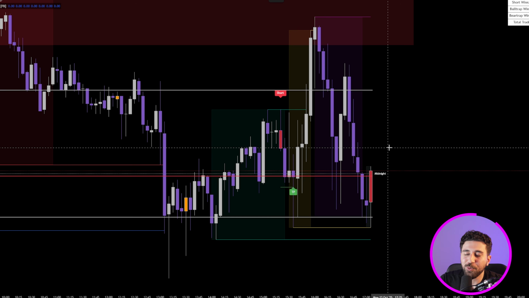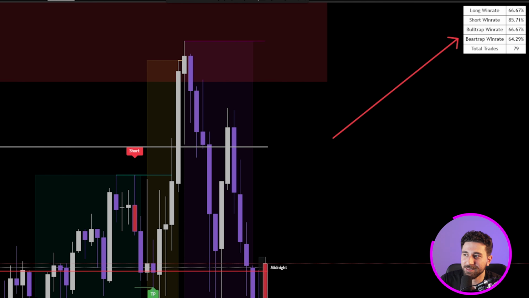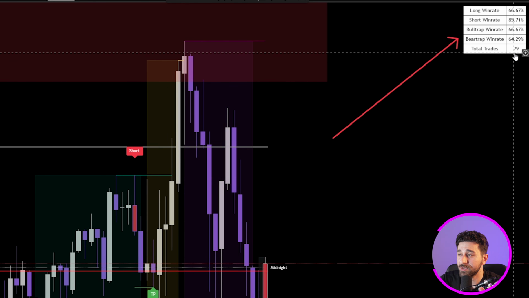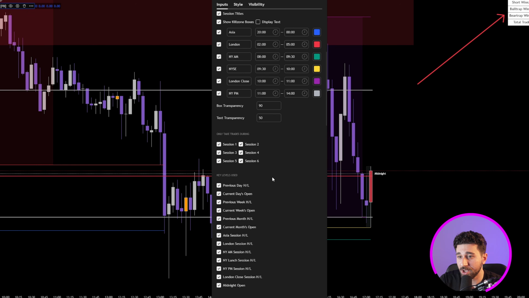And also, to be honest, why I trust the 5-minute manipulation candle so much is just the data that I have. Look right here, a sample size of 79 trades. The win rates speak for themselves. And here I have all the sessions spotted on.